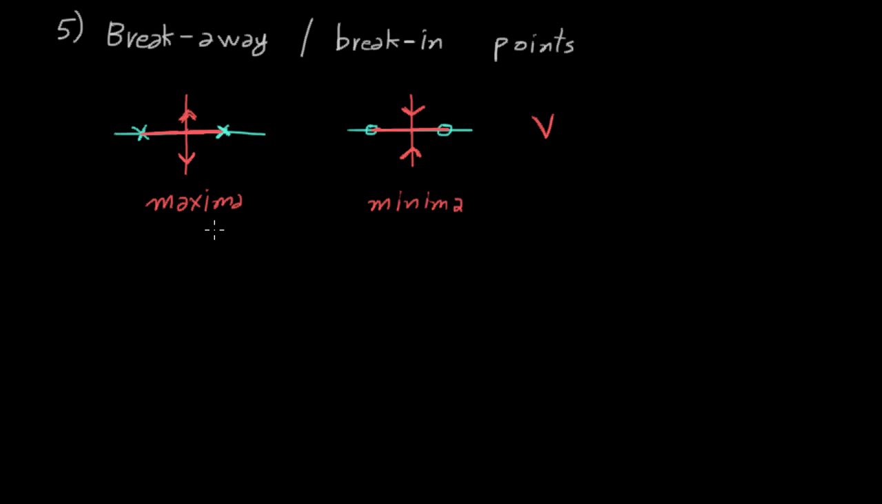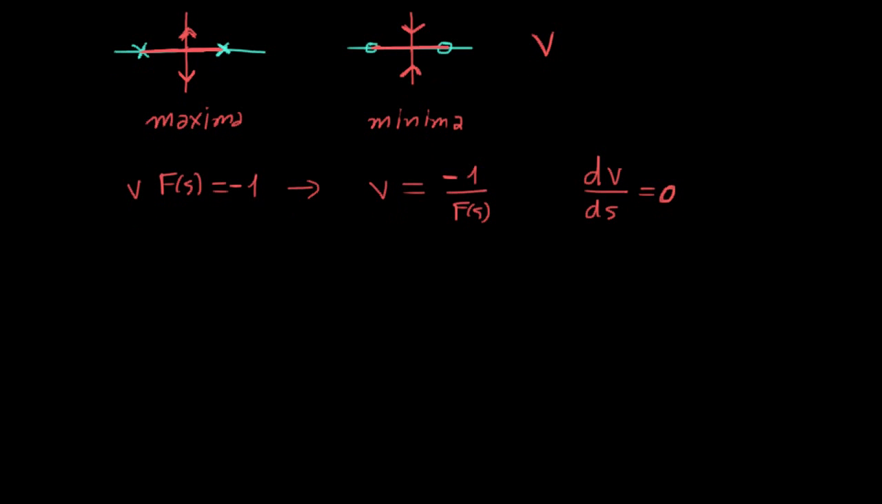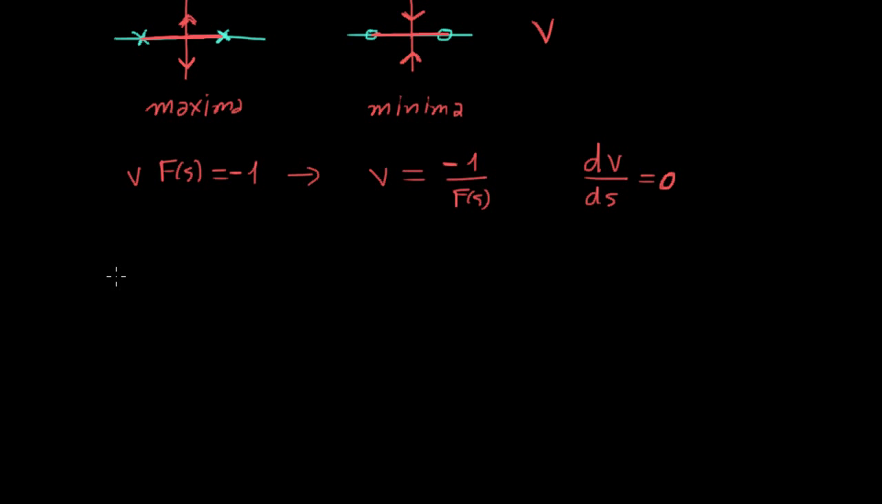So to find them, we can always rewrite v times f of s equal to -1 in the following way. We can isolate v, which is equal to -1 over f of s, and in doing so we're writing v as a function of s, a function we can differentiate, dv over ds, in order to find its local maxima and minima. Again, let's illustrate this with an example.